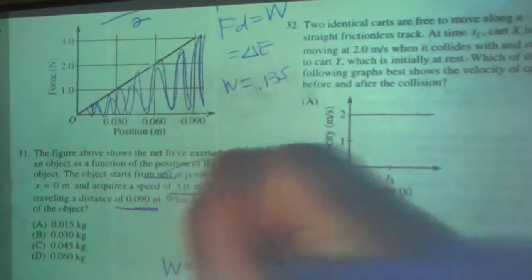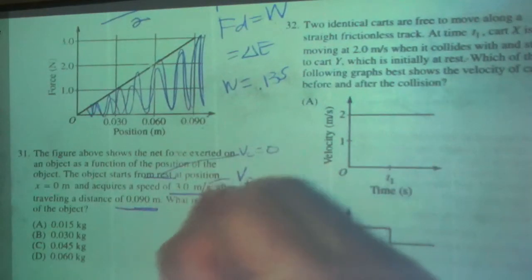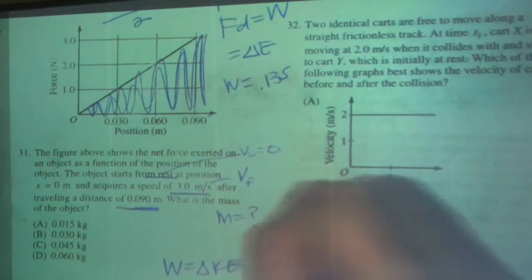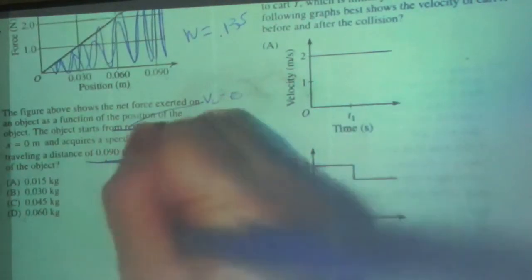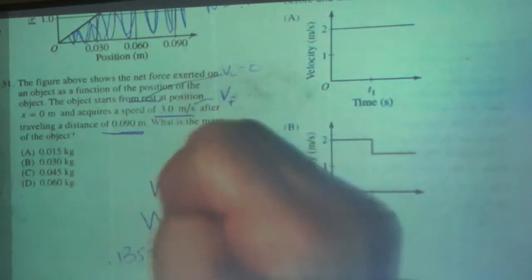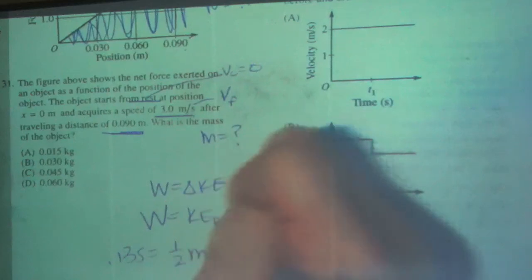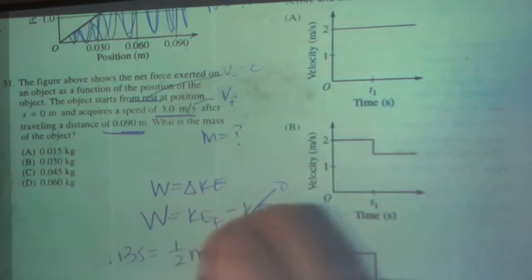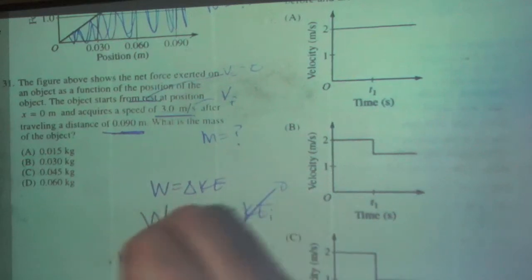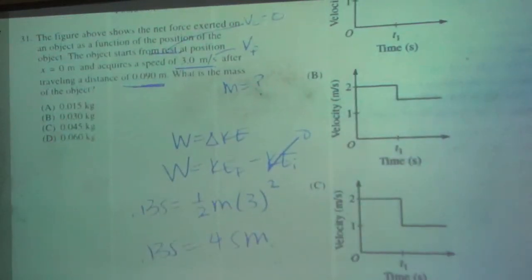So work is going to be my change in kinetic energy, which is K final minus K initial. Well, it started from rest, so that's just 0, so work is just my final kinetic energy. So 0.135 equals 1/2 mass V final squared. This is 9, half of 9 is 4.5. Divide over, and you should be getting a mass of 0.03 kilograms.